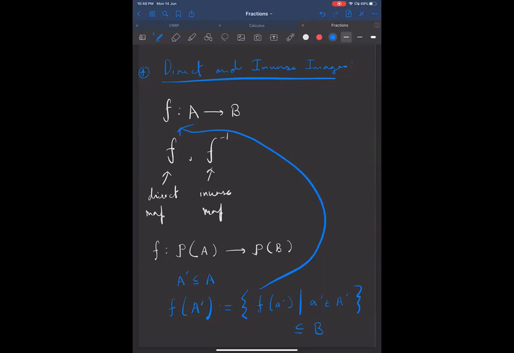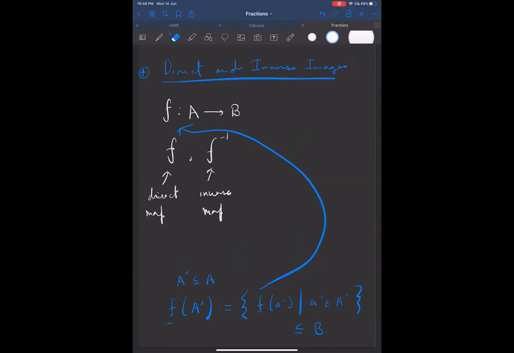This is not exactly a function. This is a function from PA to PB. But let's not think of this as a function. This is a direct map. For a given function, there is something like this, F and F inverse, always. It doesn't matter if the function is bijective or not. And how does it work? F works in this way. We give a subset of A, say A dash. Then we see all the images of A dash.